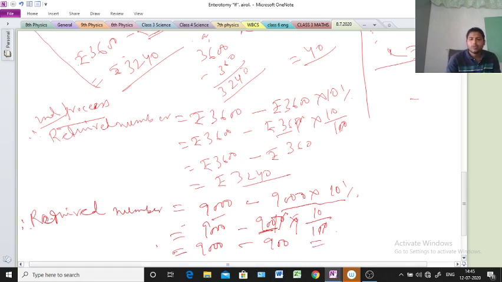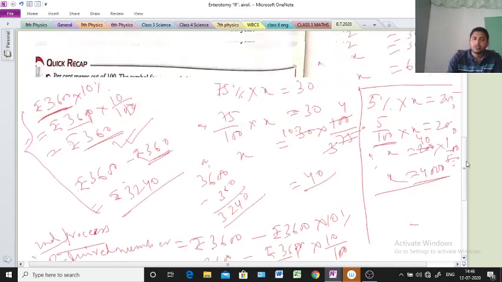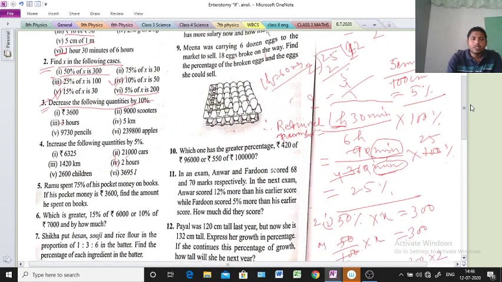So after subtracting, what do we get here? 8100. You can do the subtraction also: 9000 minus 900 gives 8100. That means 8100 scooters. That is the required number. Clear? 8100 scooters. Understood? So the same process we will do for the others also.